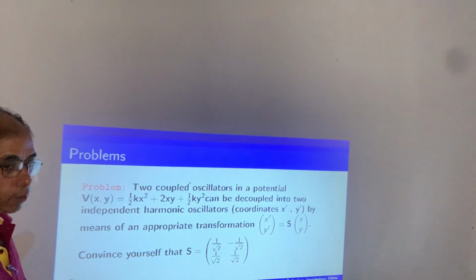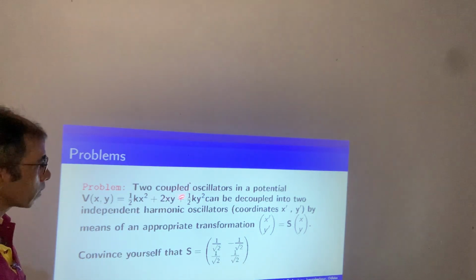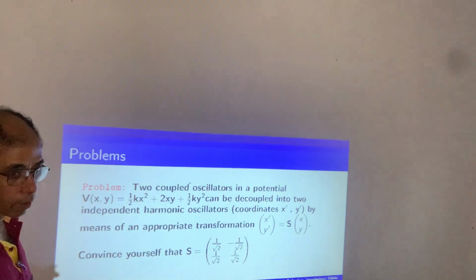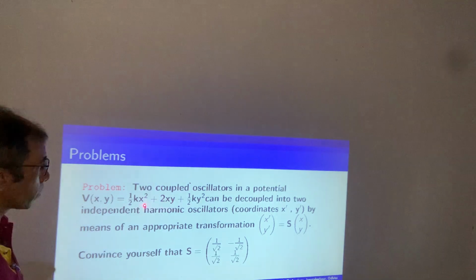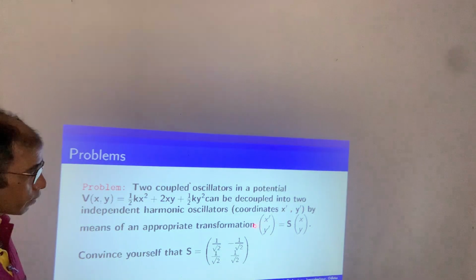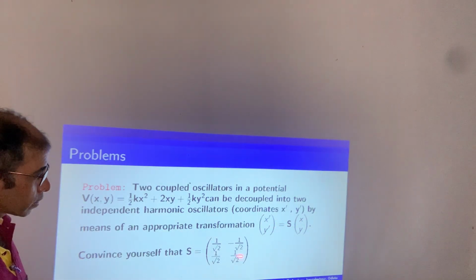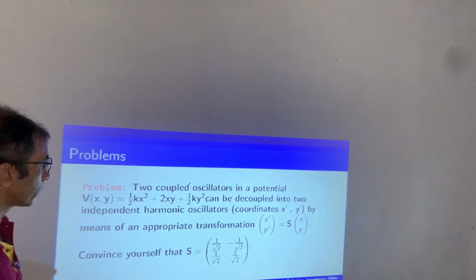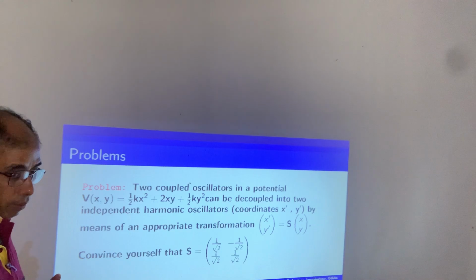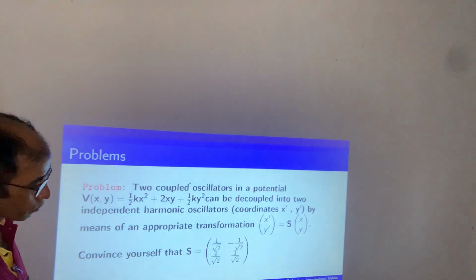Now we can go to some other coordinates, which can be a combination of x and y, such that in those coordinates the potential energy becomes decoupled. So what do I mean by that? What they are telling is that if you do this kind of transformation, when S is this, then the oscillators will be decoupled in those coordinates. So let's see.